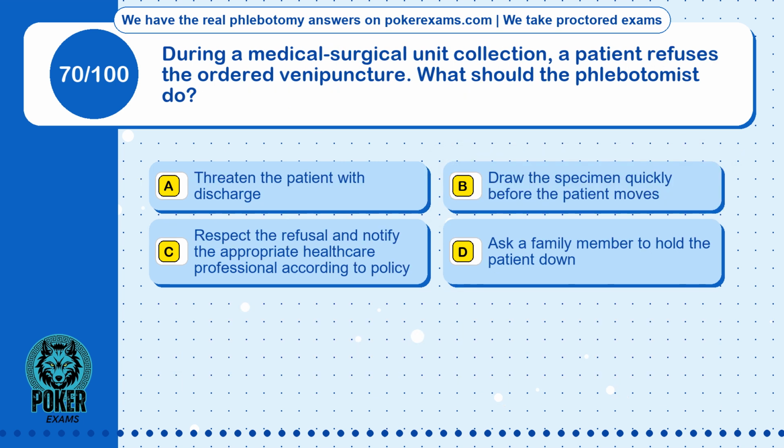Question 70. During a medical surgical unit collection, a patient refuses the ordered venipuncture. What should the phlebotomist do? Option A, threaten the patient with discharge. Option B, draw the specimen quickly before the patient moves. Option C, respect the refusal and notify the appropriate healthcare professional according to policy. Option D, ask a family member to hold the patient down.